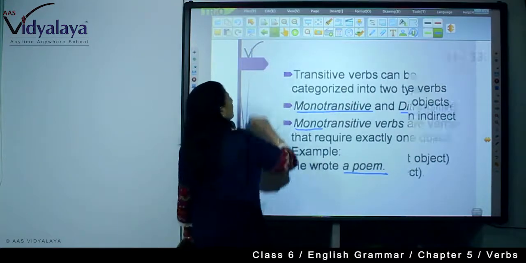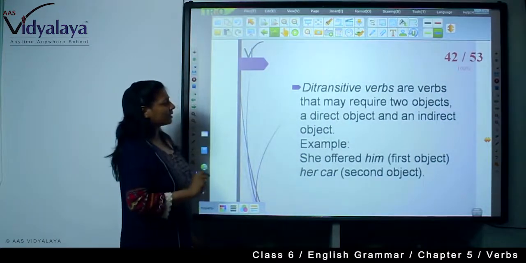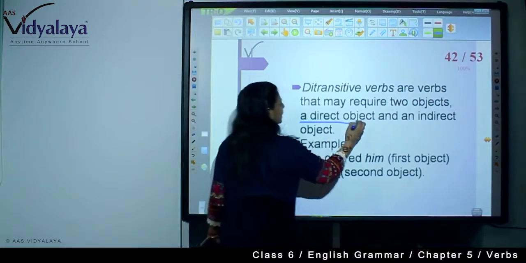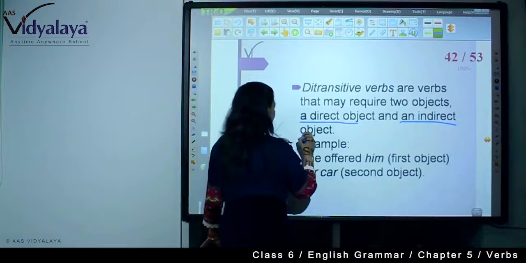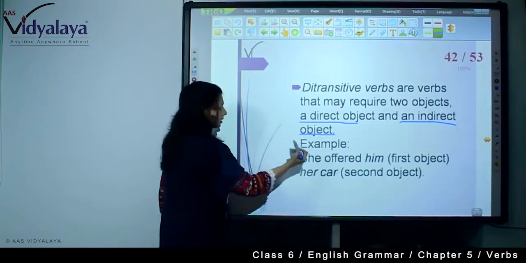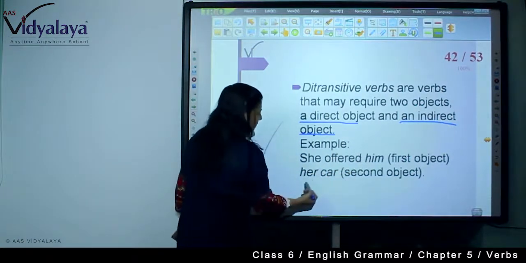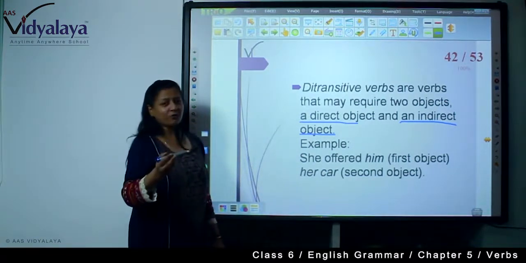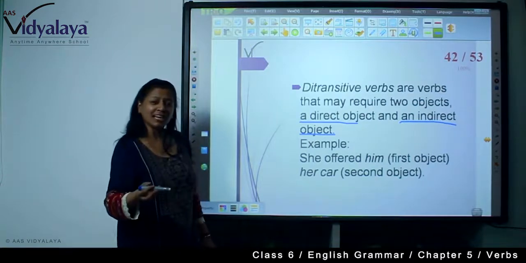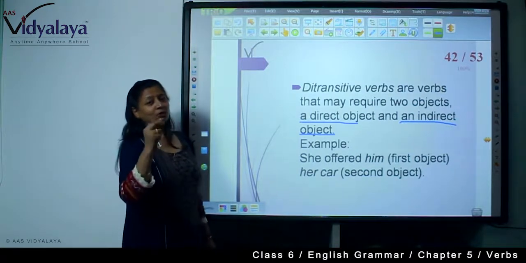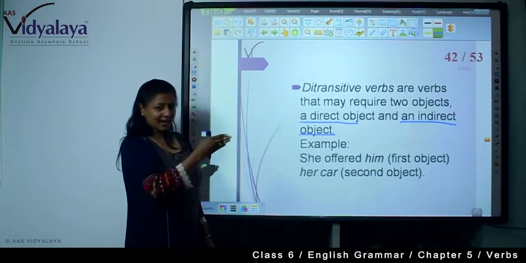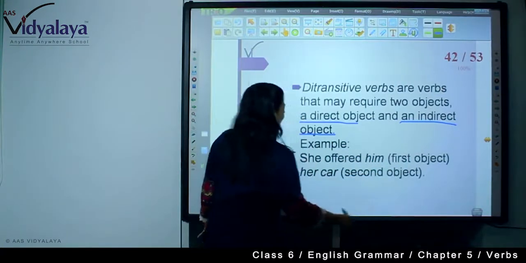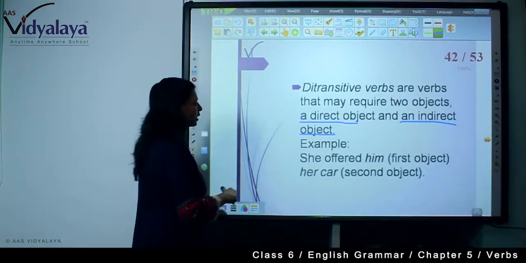So this is called mono, one. Ditransitive verbs require two objects, a direct object and an indirect object. For example, she offered him her car. What has she offered? Car. Whom had she offered? Him. So, there are two objects. One is direct, one is indirect. So, this is the first object and this is the second object.